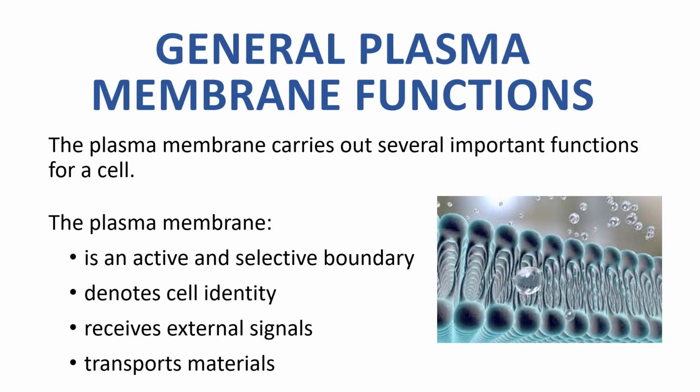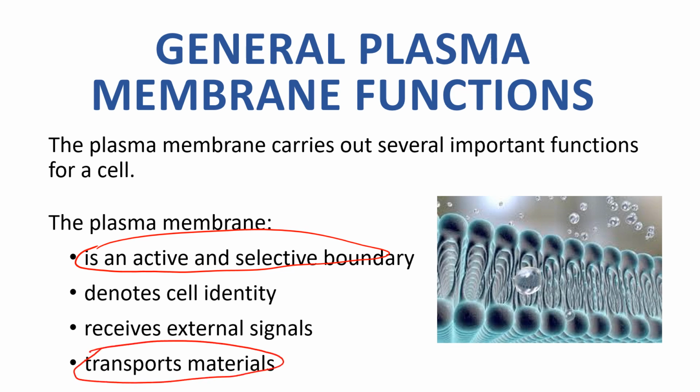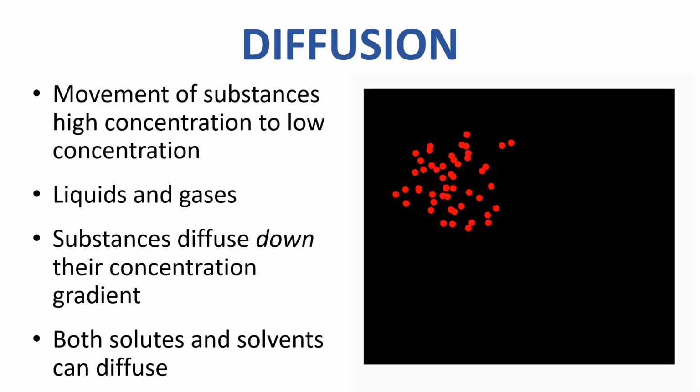This is a reminder from our last lesson where plasma membranes have four main functions. So we're focusing on the fact that plasma membranes are a selective boundary. They control what passes, just like the border of a country. And they transport materials across that border and across that boundary. That's our main focus for today.